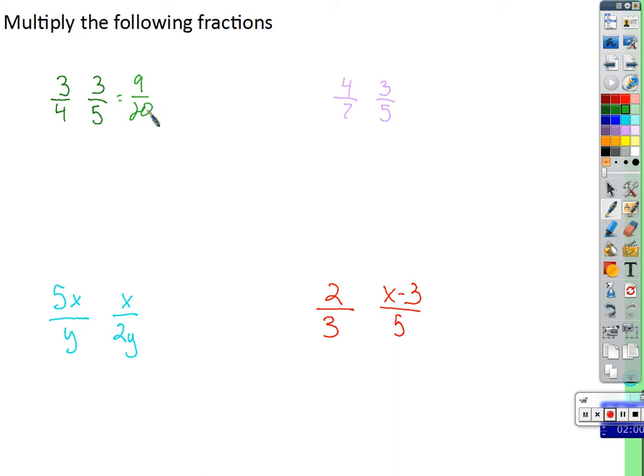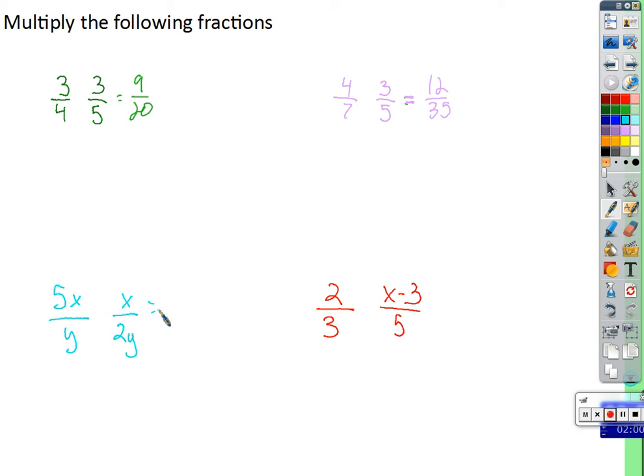Okay, 9/20. We multiply straight across, right? Couldn't get much easier than that. Multiplication of fractions has got to be the easiest fractions thing you could possibly do, right? Then, just to confirm, what's this one come out to be? 12/35. Alright. And simplifying will come a little bit later, but for now we're doing great.